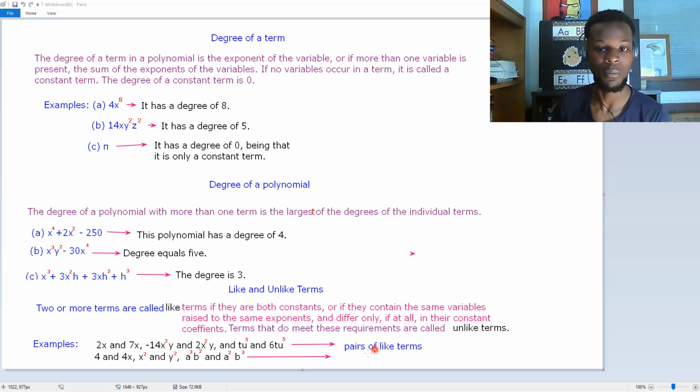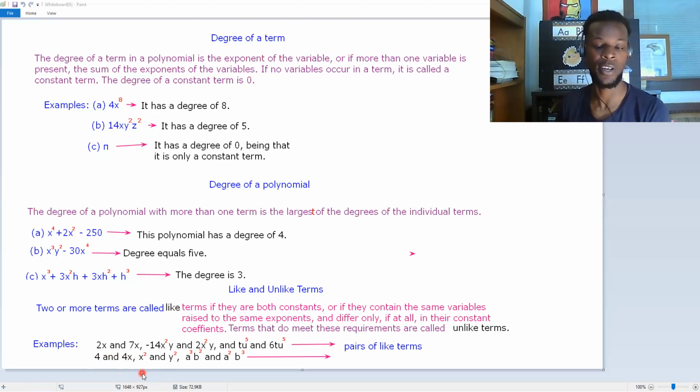And finally, moving down to the bottom, we have 4 and 4x. Now they may look like they're like terms because they have the same constant term, but that's not the definition of like terms. They have to have just a pair of constants with a matching variable, or only be constants with no variables. And so the first term has no variable, and the second term has a variable x. Therefore, these are unlike terms.